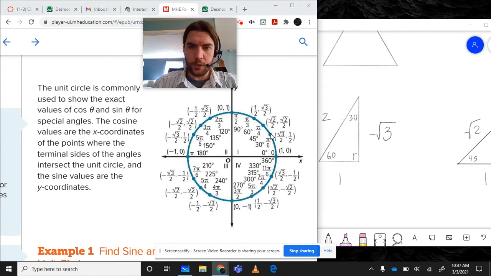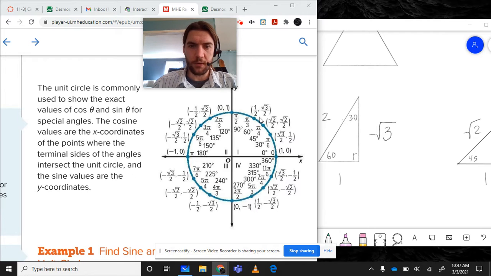The coordinates, where the x value is your cosine of the angle. So if I say, what's the cosine of 30 degrees? The answer is square root of 3 over 2. And if I say, what is the cosine of pi over 6 radians? The answer is still square root of 3 over 2. If I ask for the sine of 30 degrees, then it's 1/2. If I ask for the sine of pi over 6 radians, it's also 1/2. Okay, so that's the information that's around the circle.